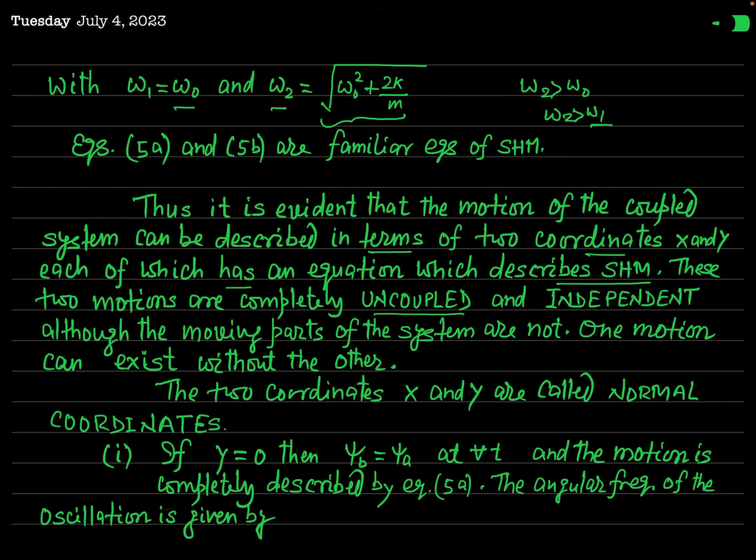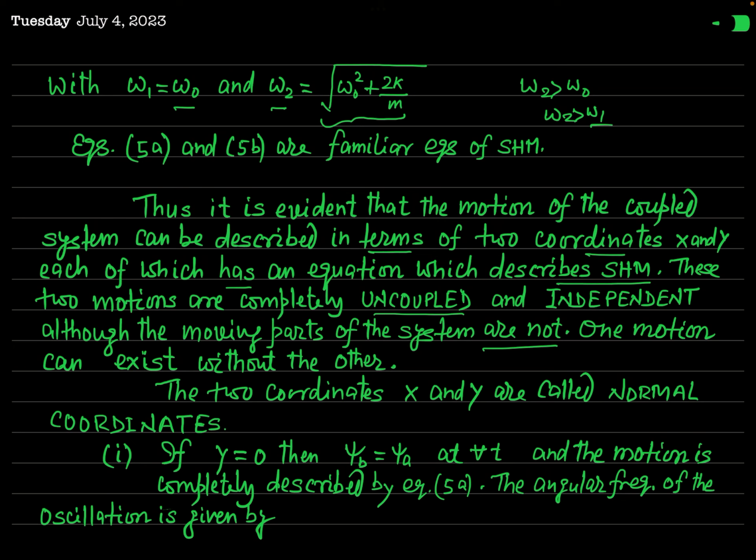Although the moving parts of the system are not independent from one another, the motion of bob A is affected by the motion of bob B, the equations of motion which we have obtained in terms of the two coordinates x and y are uncoupled and independent from one another. So this is a very important and very marvelous fact. Okay, very marvelous fact, and it gives a very tasty recipe for the discussion of the coupled pendulum. Okay.